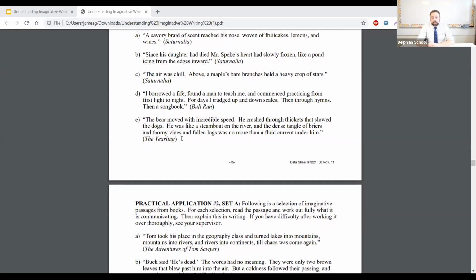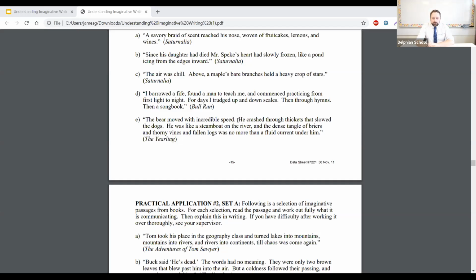This might have a few more words in there that we have to learn what the words mean. So go ahead and ask if you want us to define any of those. Let's go through it one more time. Let's try to figure out what kind of imaginative writing we're using here and what is it really communicating by saying this. The bear moved with incredible speed. I think that part sounds like plain writing, but this next part has some pretty imaginative writing.